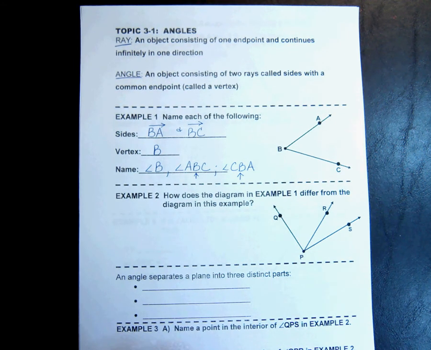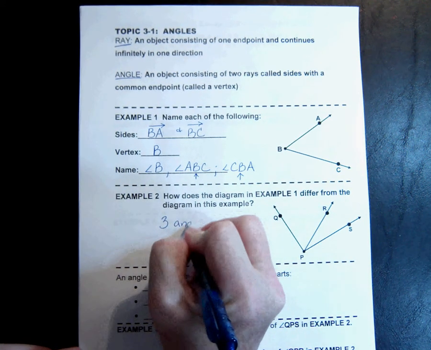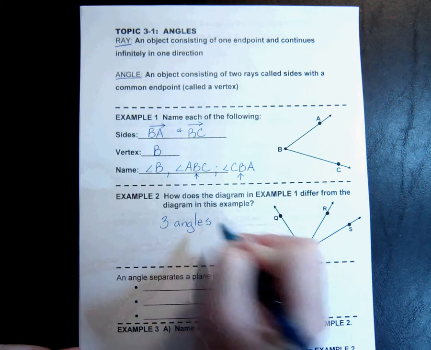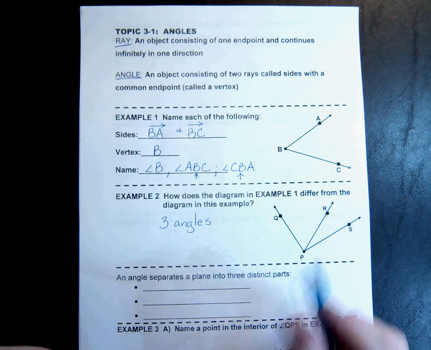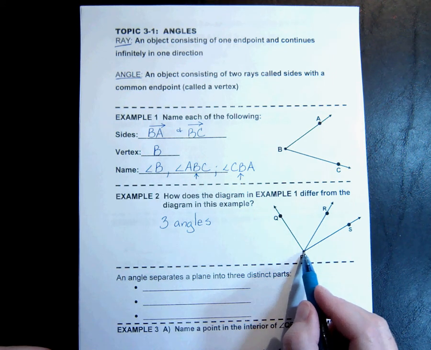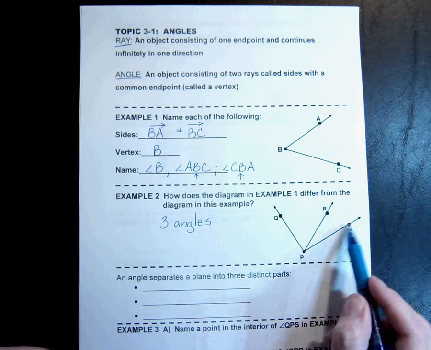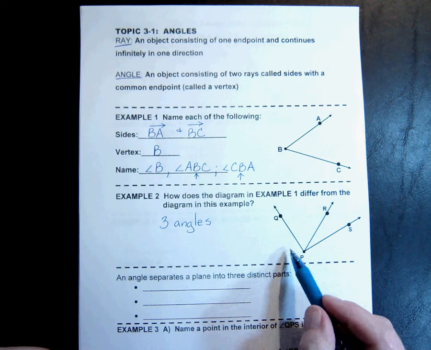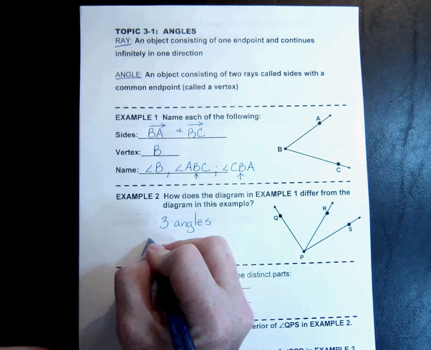Example 2. How does the diagram in example 1 differ from the diagram in this example? Well, in this one you have 3 angles. And we can't name this one angle P because angle P includes 2 different angles. So you would have to name it. There's at least 6 different ways these angles can be named. So let's name them all.